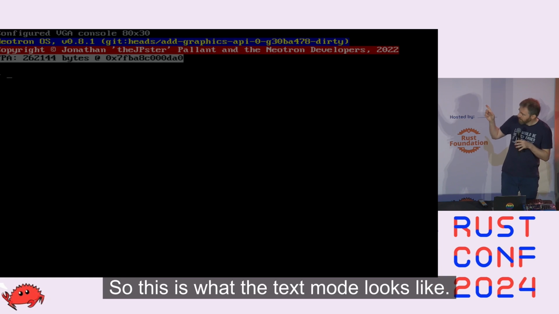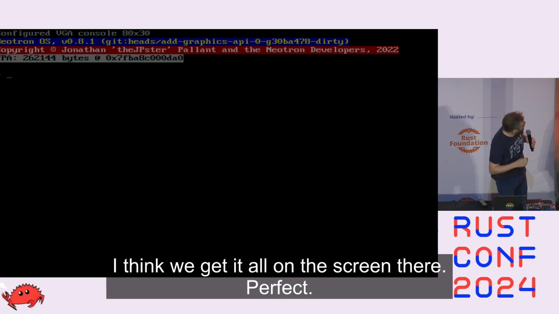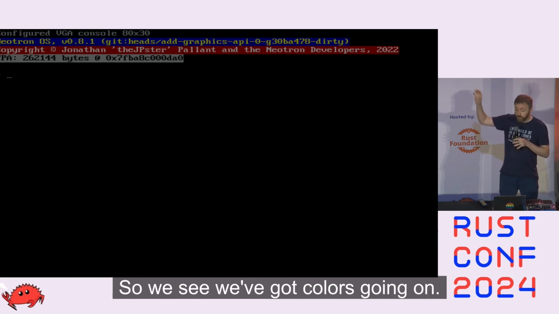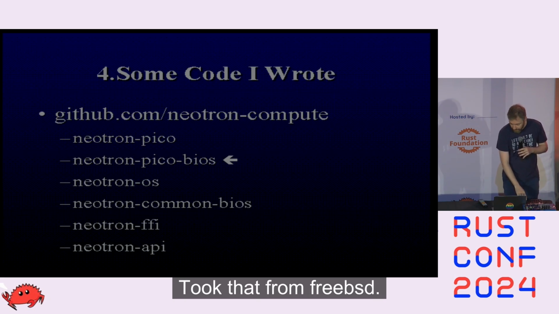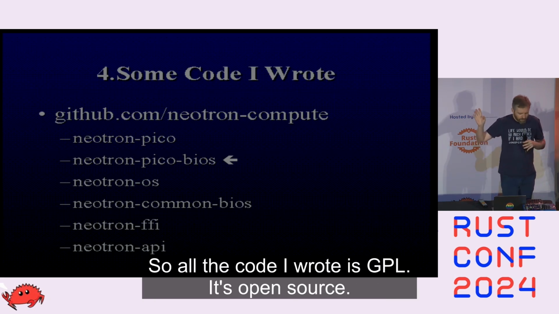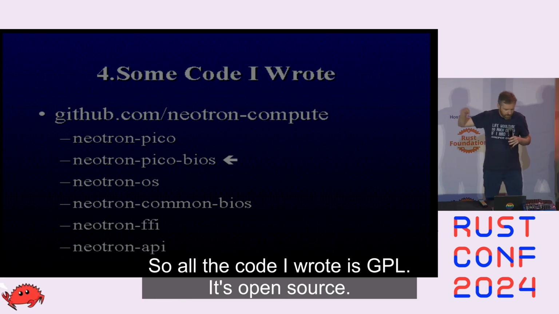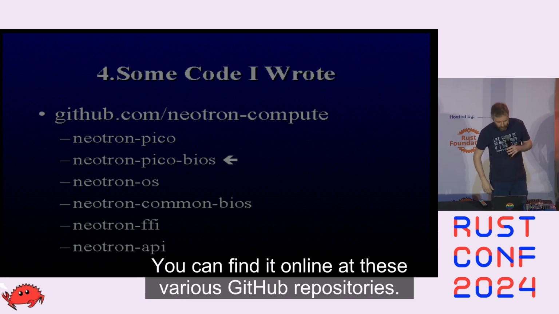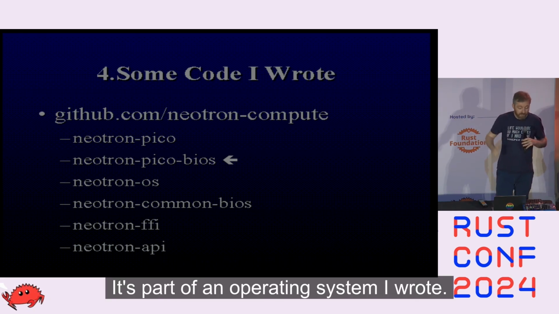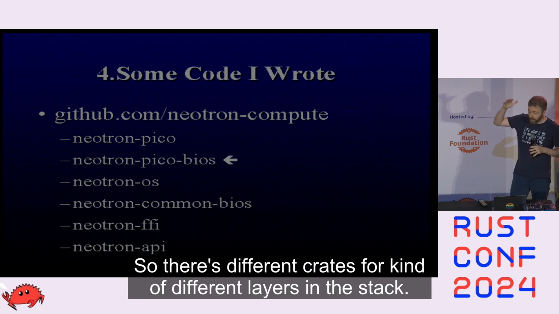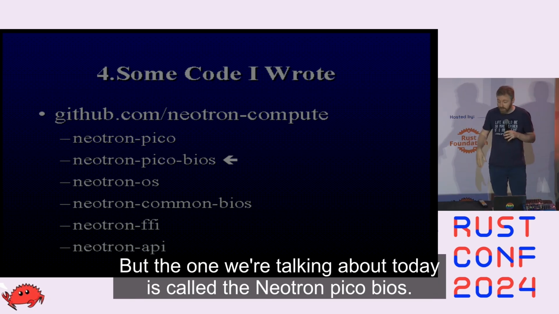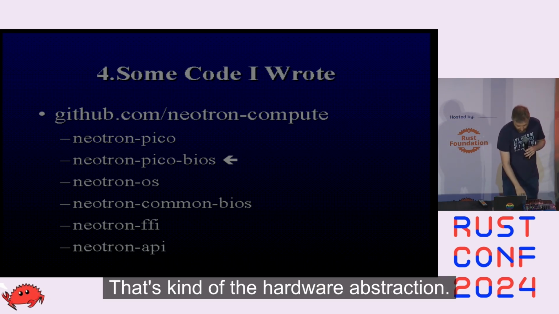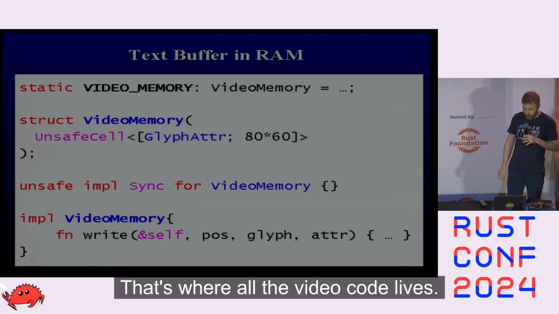So this is what the text mode looks like. I think we get it all on the screen there, perfect. So we see we've got colors going on, we've got this beautiful font, took that from FreeBSD. All the code I wrote is GPL, it's open source, you can find it online at these various GitHub repositories. It's part of an operating system I wrote, so there are different crates for different layers in the stack. But the one we're talking about today is called the Neotron Pico BIOS. It's the hardware abstraction, that's where all the video code lives.